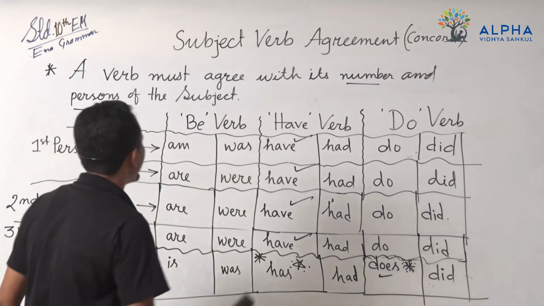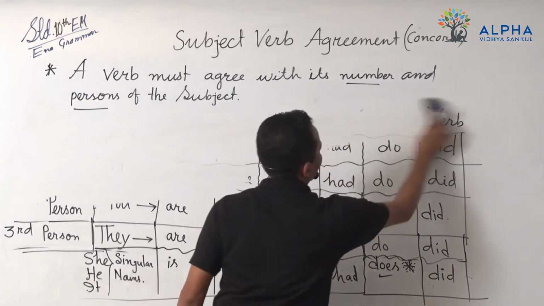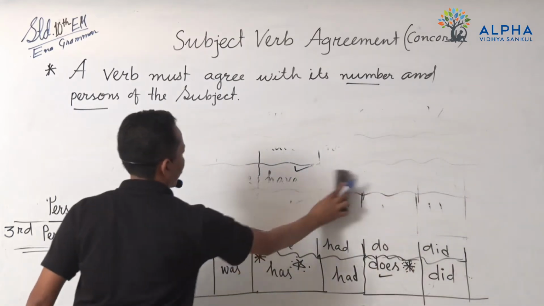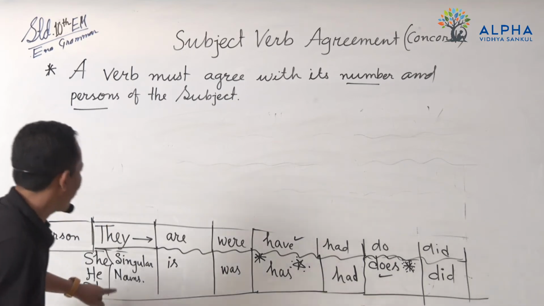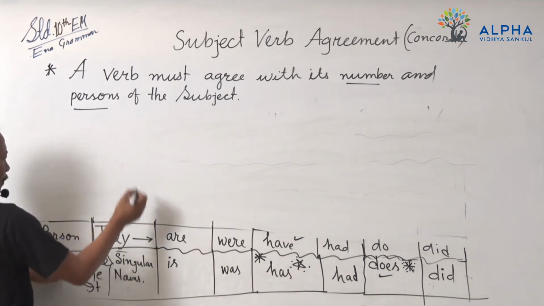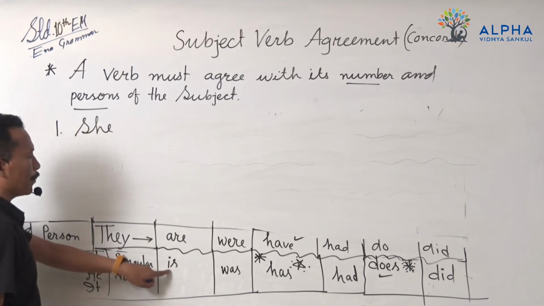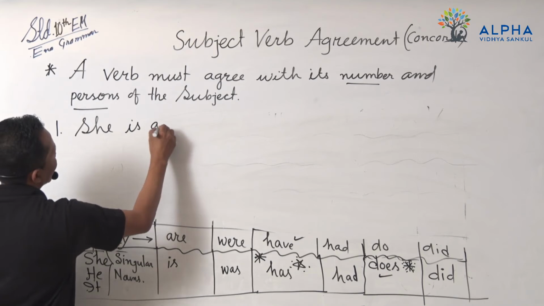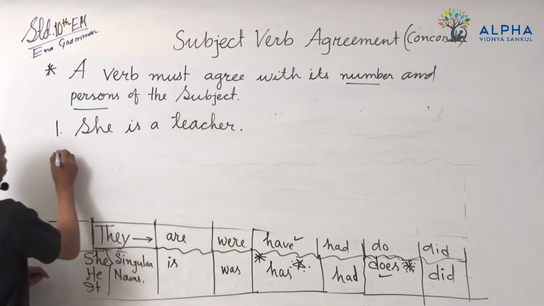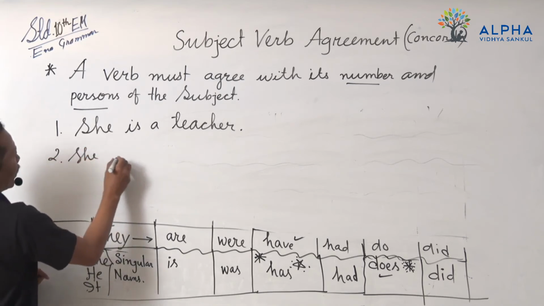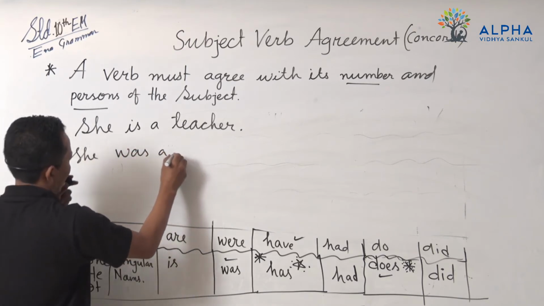Now I'll give you examples here. See. If we want to, in the present, we say she is a teacher. Okay. And number two, we want to write in the past tense, then we have to use "was." She was a teacher.